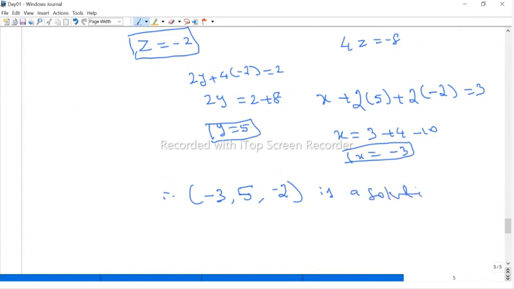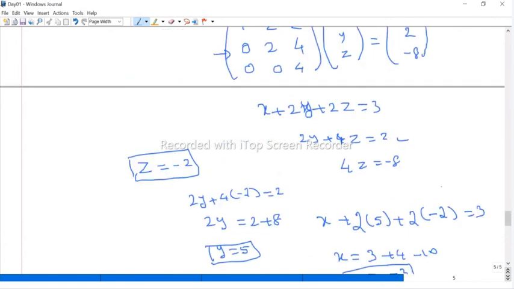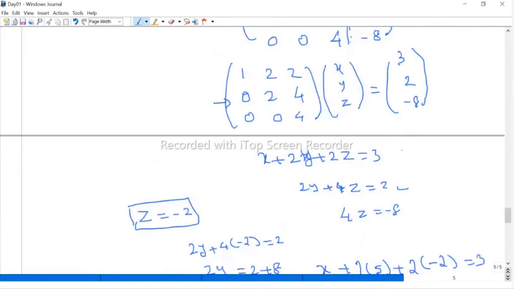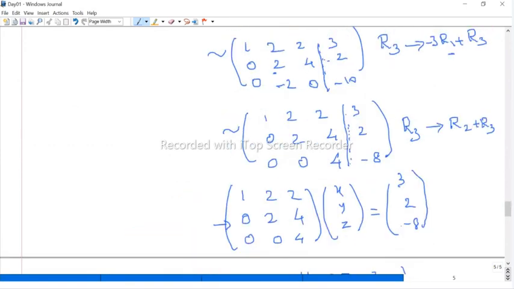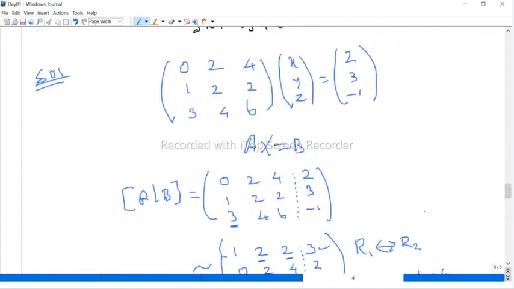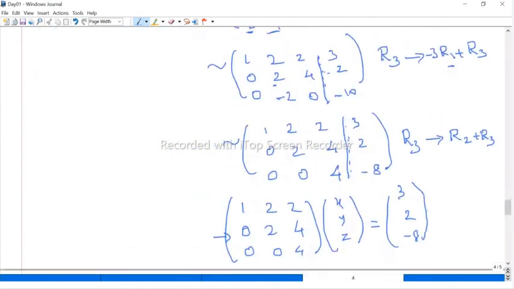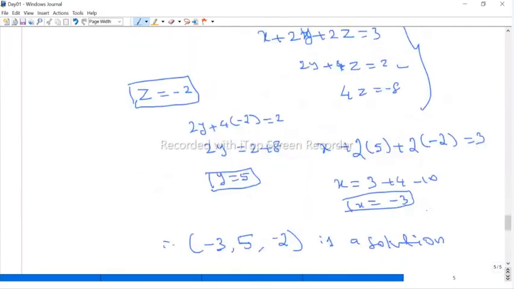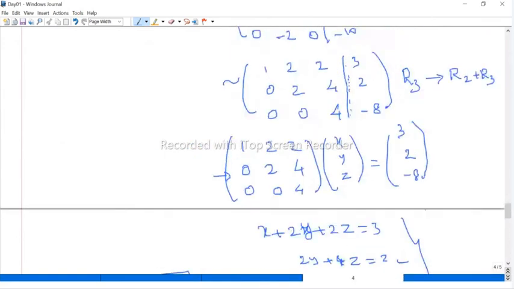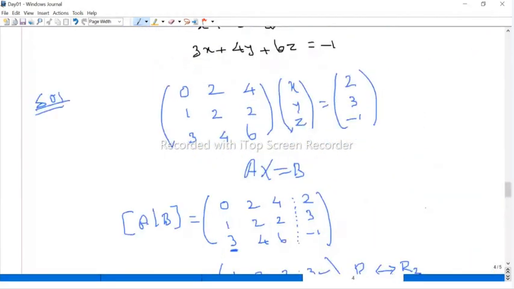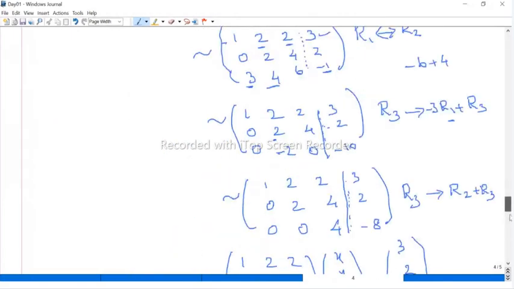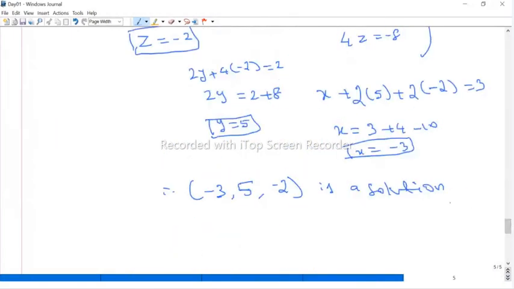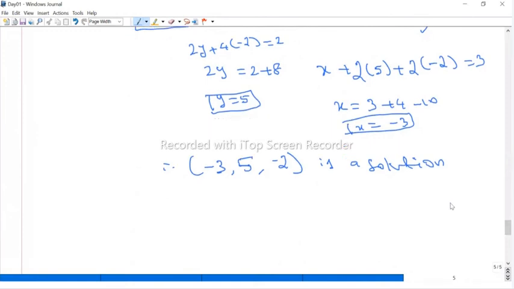This is a solution of the new, final system, but this system is row equivalent to the given system, because we applied elementary row operations to the given matrix to get a new system, and the theorem says both systems have the same set of solutions. Therefore every solution of this system is a solution of the given system. So now we have found at least one non-trivial solution: minus 3, 5, minus 2. This is one solution. So this is a method.